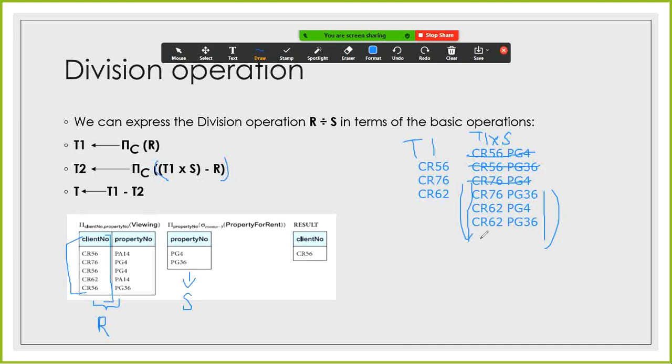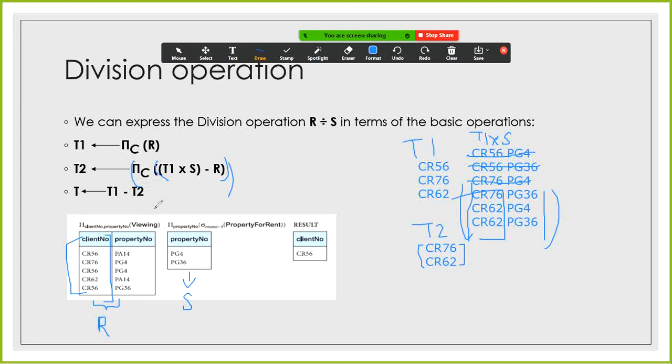So we have to select only client number, and in client number we got CR76 and CR62. We will write the duplicate values only once because this is a projection operation. Okay, now this will become T2. This is the resulting table T2 from this whole expression.